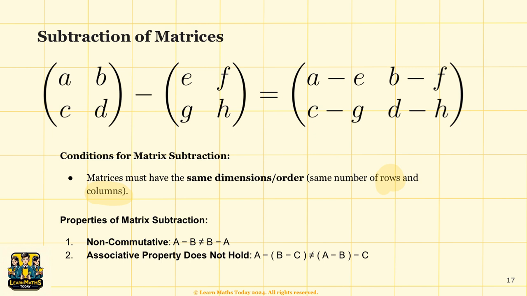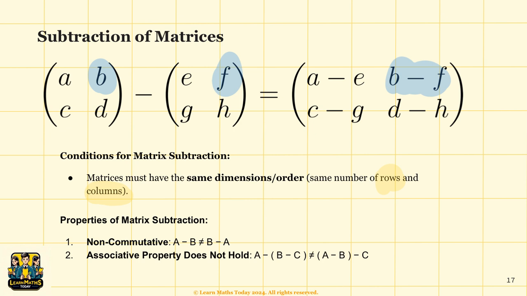Consider two matrices. The first matrix has elements A, B, C, D. The second matrix has elements E, F, G, H. We look at an element of the first matrix. For example, let's say we have B, which is the first row, second column. In the first row, second column of the second matrix, we have F. Therefore, in the new matrix, in the first row, second column, we have B minus F.